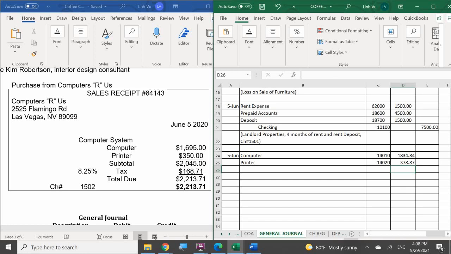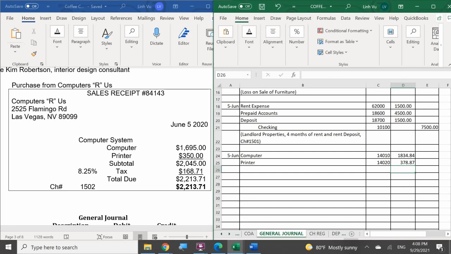It's gonna be 2213.715. But if you actually round that onto an actual receipt, that would be 72 cents, right? Did I pay 2213.72? No, you pay 71.